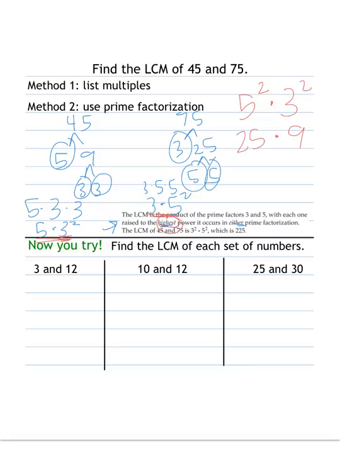Okay. Now 25 times 9 equals 225. So our least common multiple for 45 and 75 is going to be 225. So that's saying the smallest number that both 45 and 75 multiply into is 225.